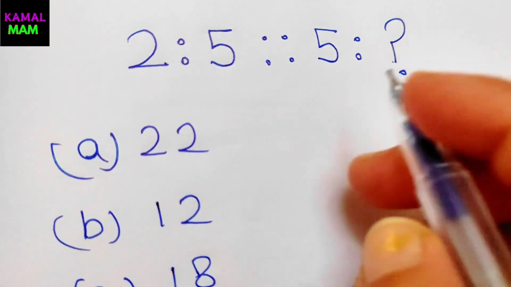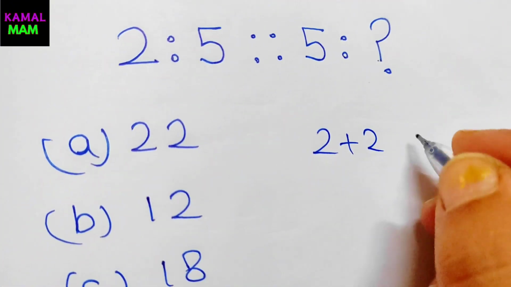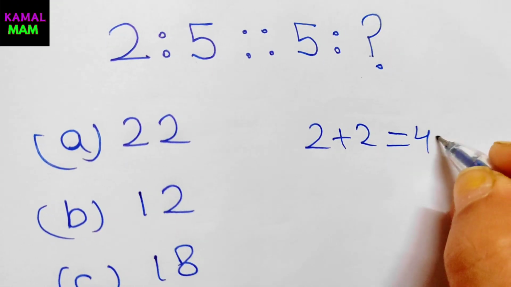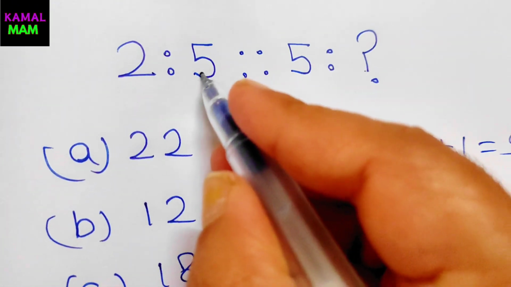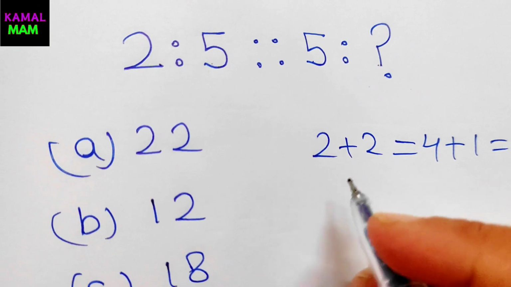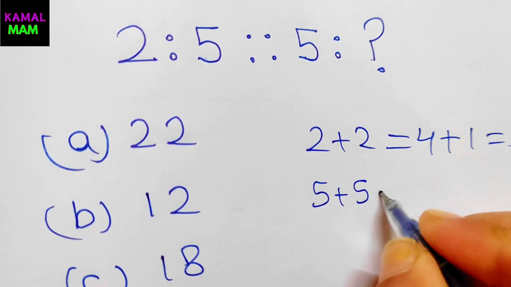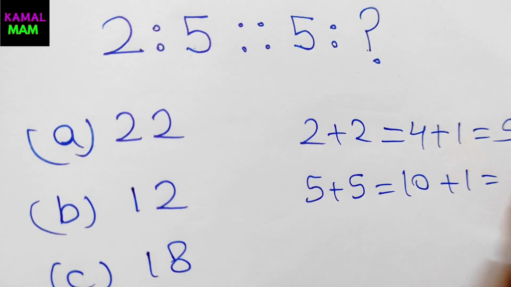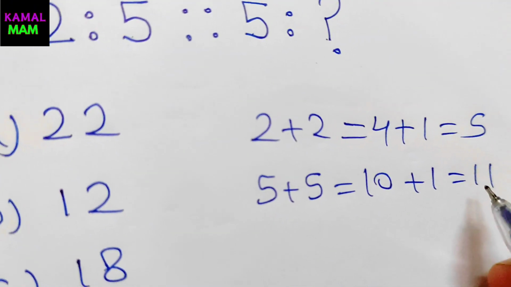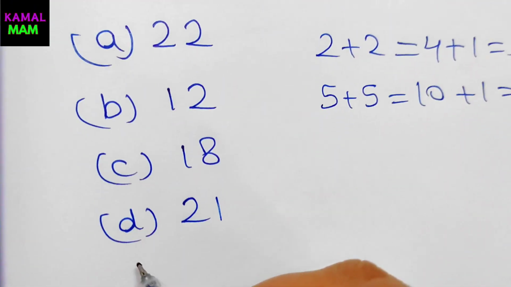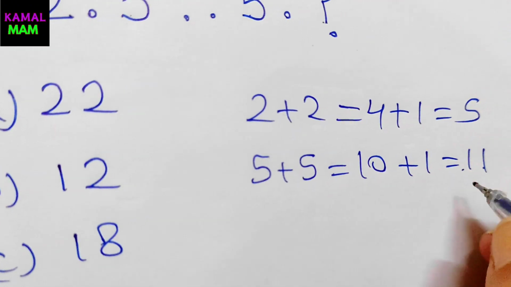Just double this number. 2 plus 2 is equal to 4. When we add 4 plus 1, we get this 5. Okay, they do the same with this one. 5 plus 5 is 10. So 10 plus 1 is equal to 11. But 11 is not in the options. Then what to do now? It means this is wrong.